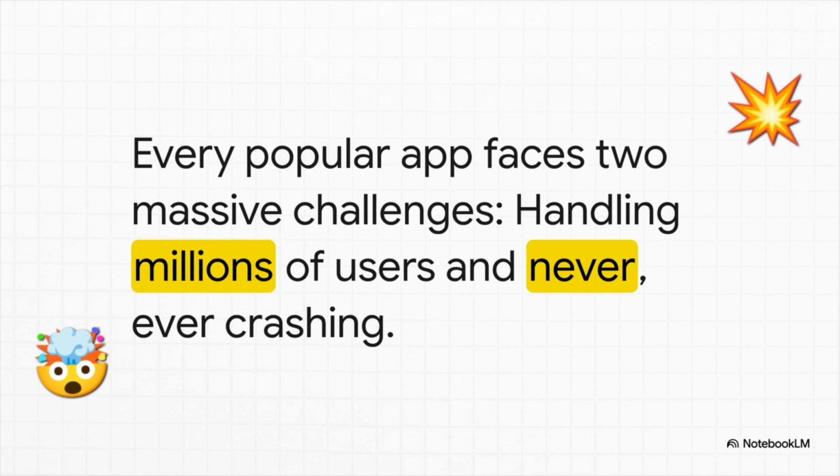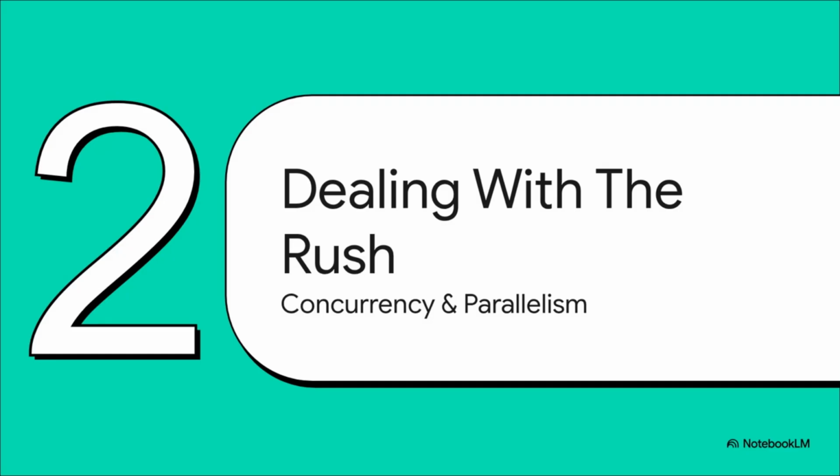They've got to handle millions of us clicking, scrolling, and posting all at the same time, and they absolutely cannot afford to go offline. This right here is the core problem of system design. Okay, so how does our coffee shop deal with that insane morning rush? Well, it uses two key strategies. And these are the exact same strategies that power the biggest apps in the world. They're called concurrency and parallelism.